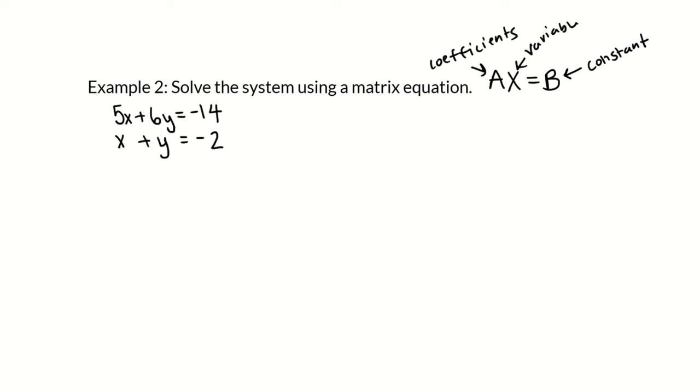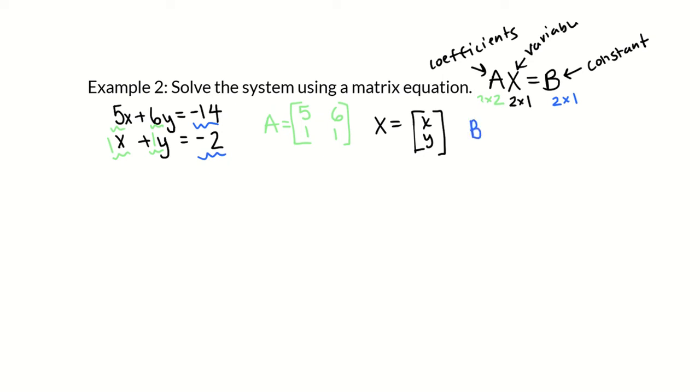So A is going to be a 2 by 2 matrix, X is a 2 by 1 matrix, and B is also a 2 by 1 matrix. So A is just all of the coefficients here. So that would be 5, 6, 1, 1. X is the two variables, so X and Y. And B is the two constants at the end of the equations. So now using the same idea as the previous example, we want to solve for X, which is going to be equal to A inverse times B.